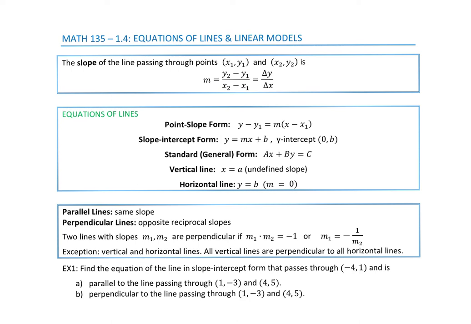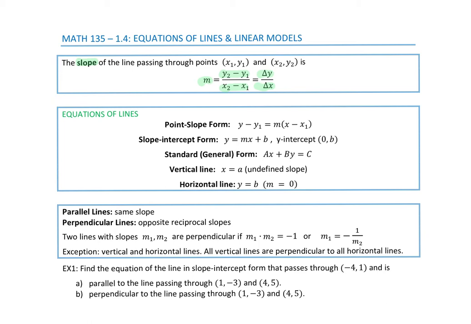In 1.4, we're going to continue our discussion of lines and our slope and some applications of lines and slope. So just a refresher about the slope formula. Our slope m is subtract the y's over subtract the x's, or in other words, the change in y over the change in x. In the next block, we're going to look at some equations of lines.